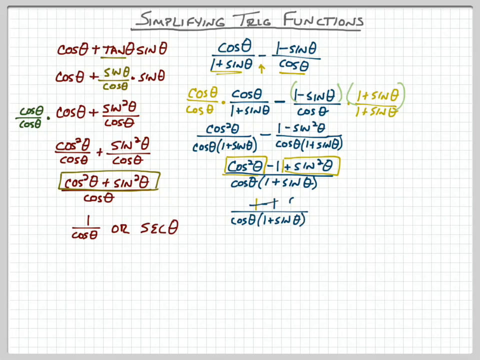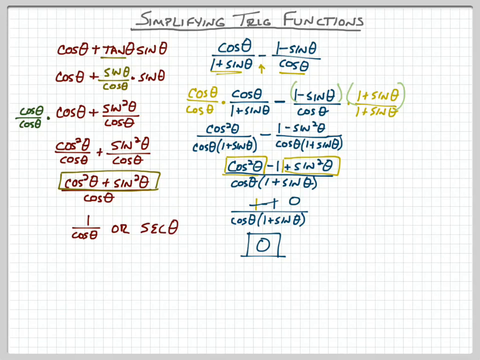Well, that should be pretty apparent that that's going to be 0, and it's a good thing that we didn't distribute that denominator, because that would have been some extra work. In this case everything cancels out and we're just left with 0 as our simplified expression here.